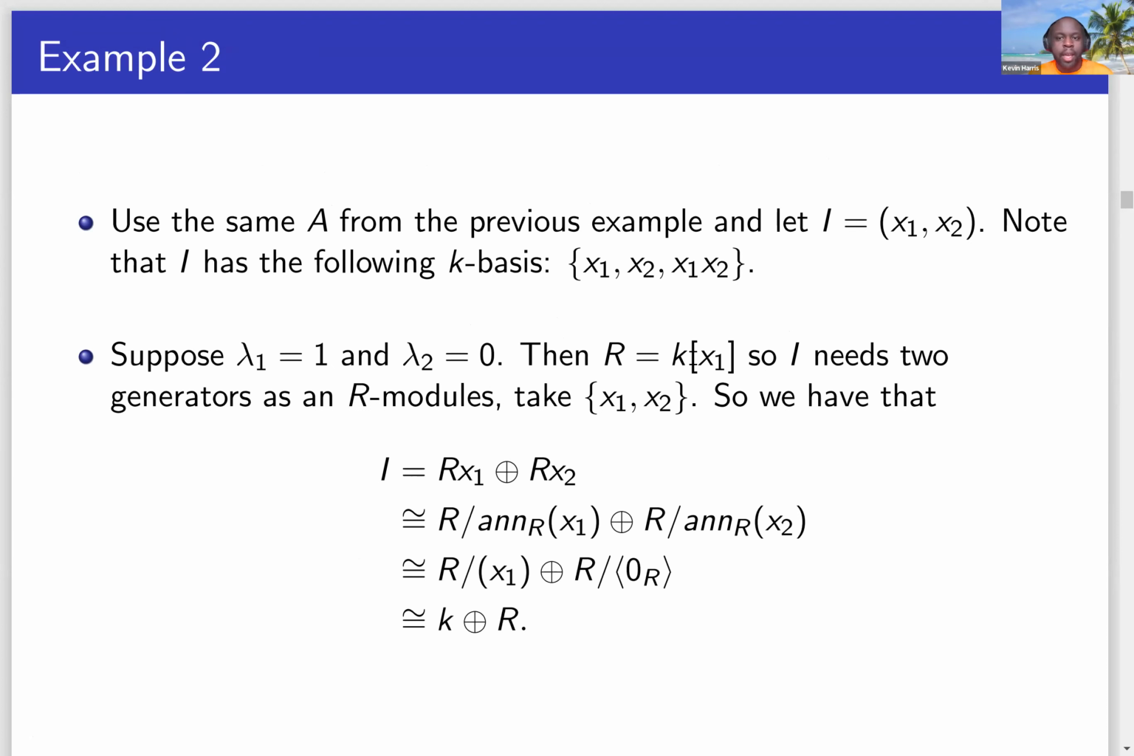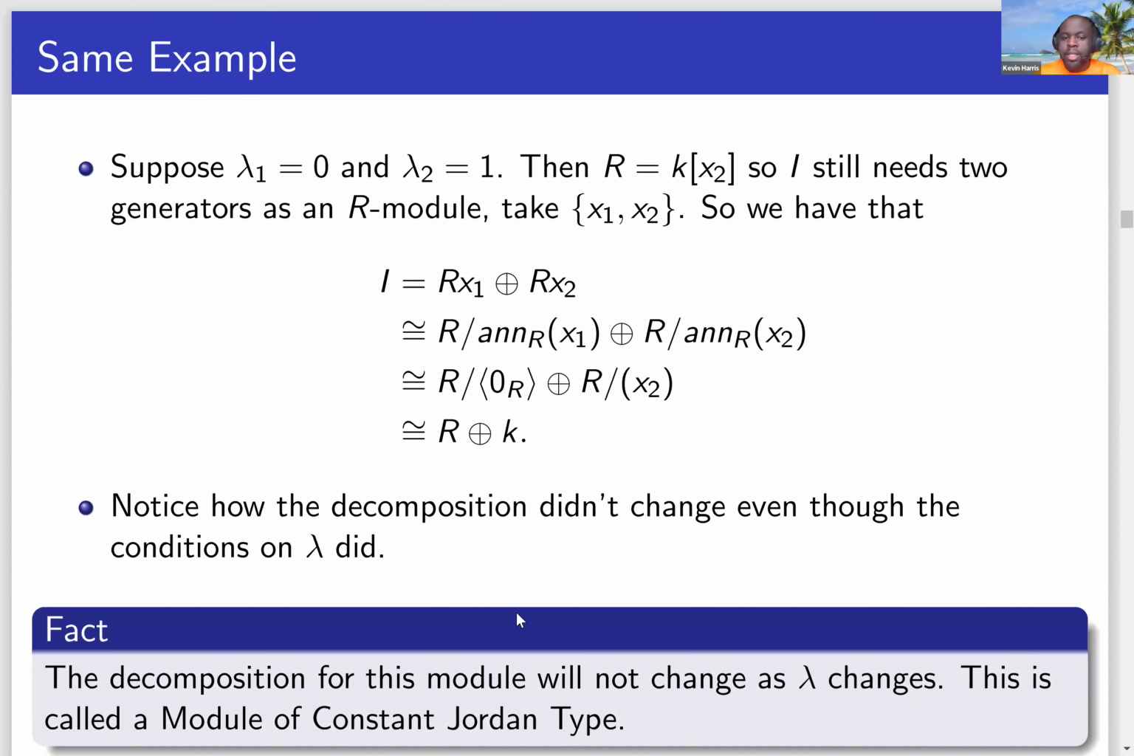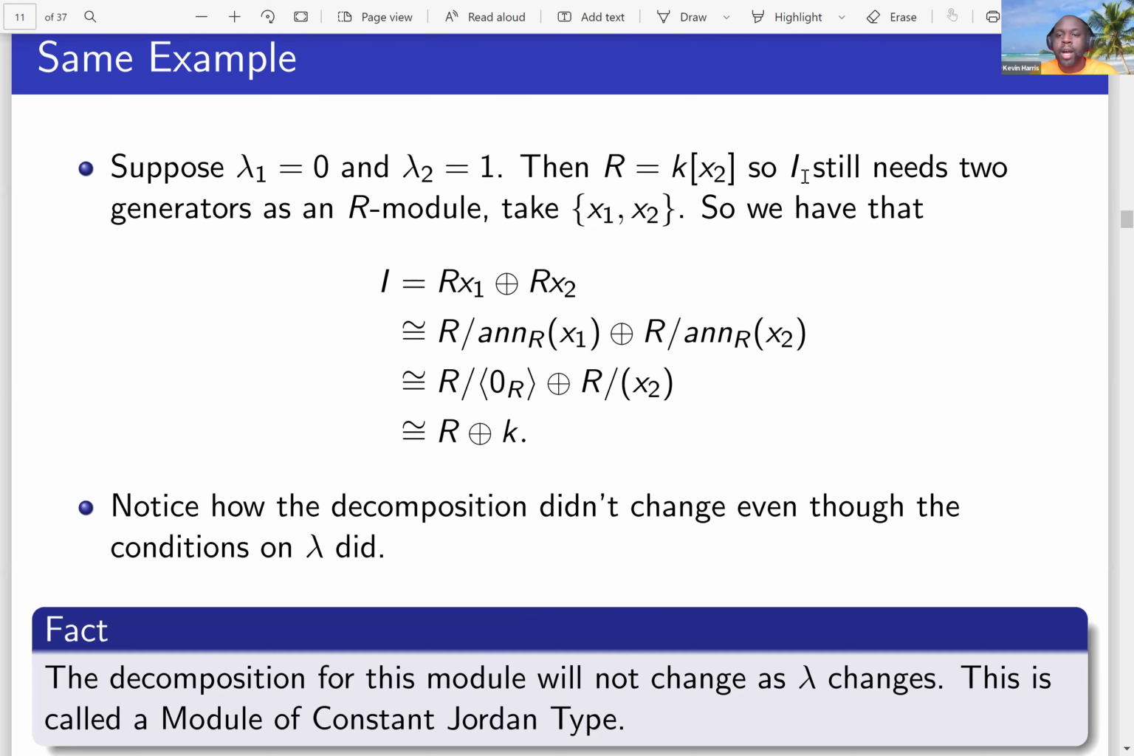We actually get that the decomposition for that particular module is never going to change. Of course, the only time it would do something weird is if both lambda1 and lambda2 were 0, but that's something we don't allow because we can't have u lambda being 0. Nothing fun happens there. So this decomposition for this particular module doesn't actually change, and so this module would be referred to as a module of constant Jordan type.